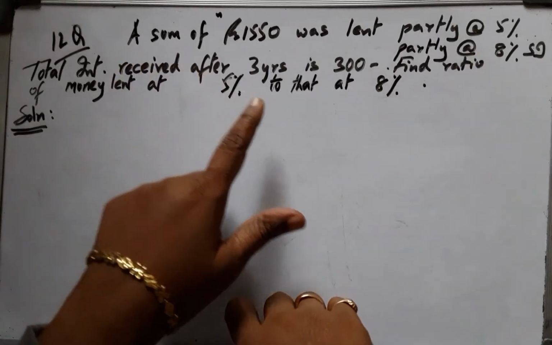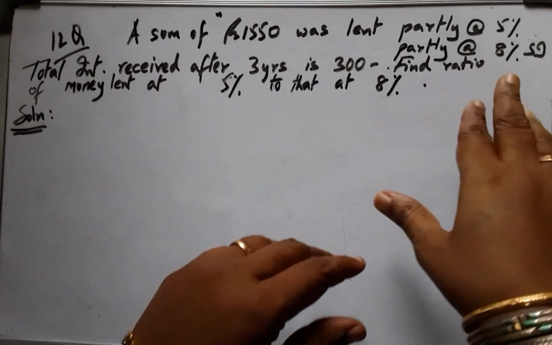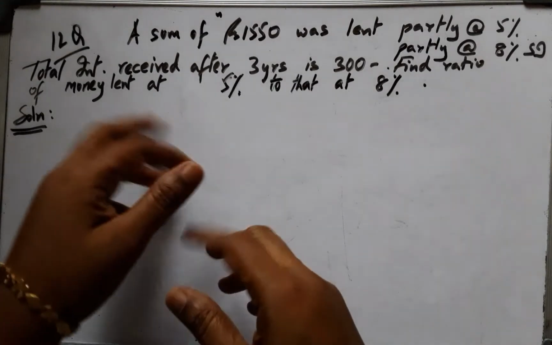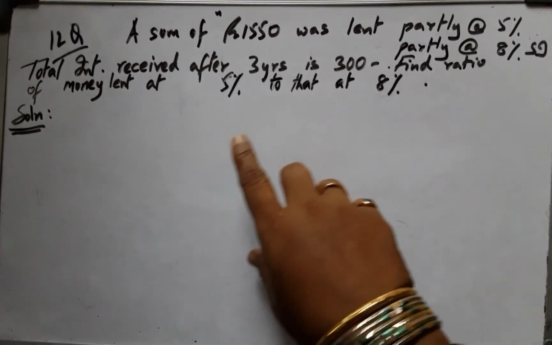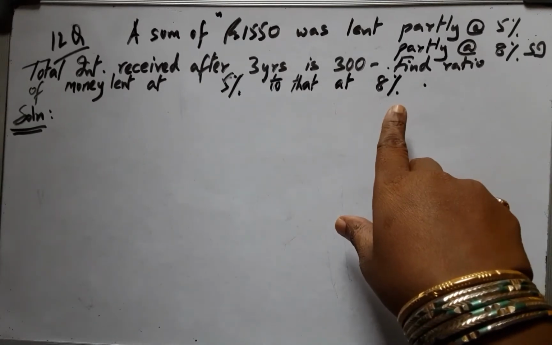A sum of 1550 was lent partly at 5% and partly at 8%, simple interest. Total interest received after 3 years is 300. Find the ratio of money lent at 5% to that of 8%.